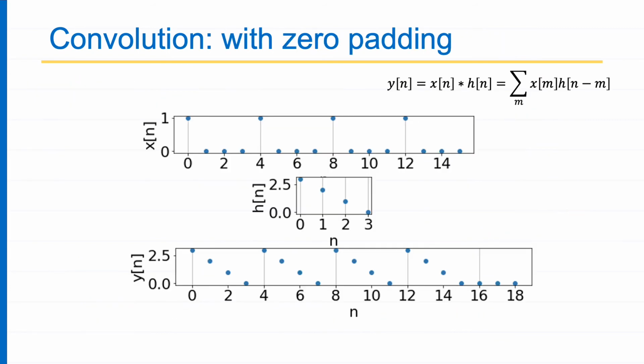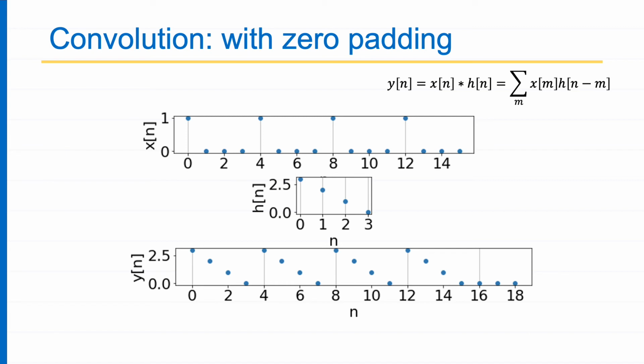Okay, now let's look at a graphical understanding of convolution. Let's look at this formula first. y of n is x of n convolved with h of n, which means the summation over all m of x of m h of n minus m. Now x of n is a discrete time signal, a digital signal, where it takes value 1 at 0, 4, 8, 12, and everywhere else it is 0. And h of n is a very small signal. It takes non-zero values for time instants 0, 1, 2, 3, and it is 0 everywhere else.